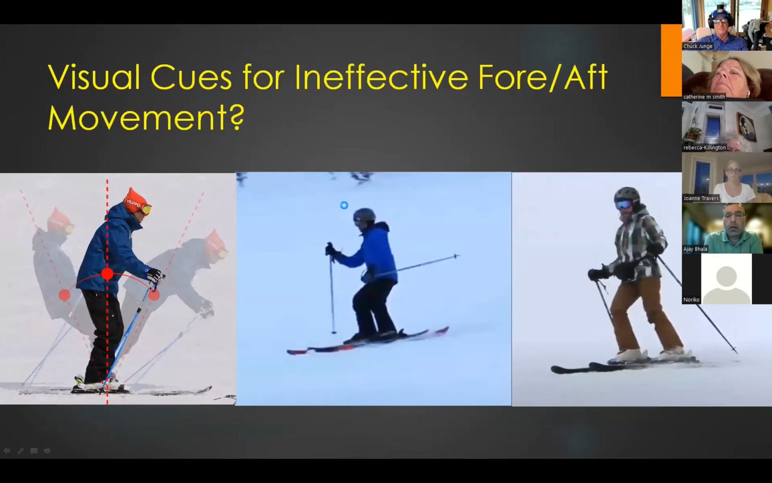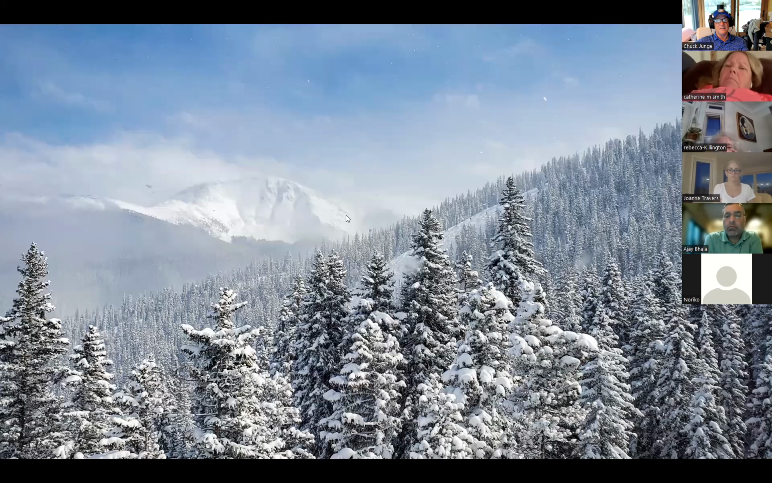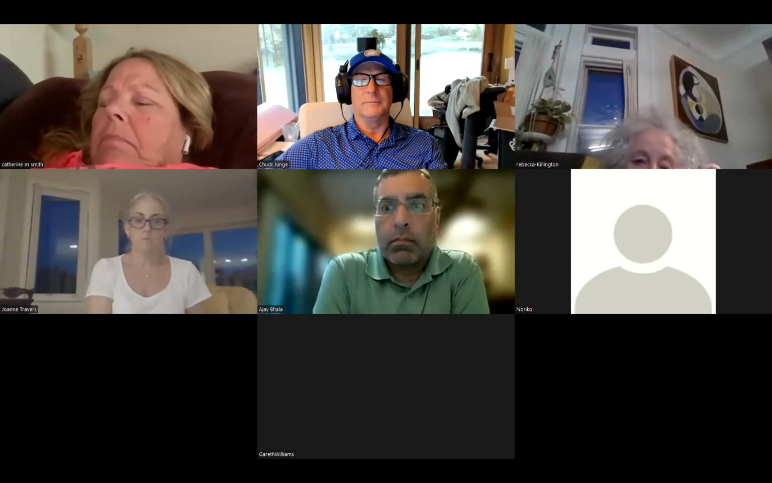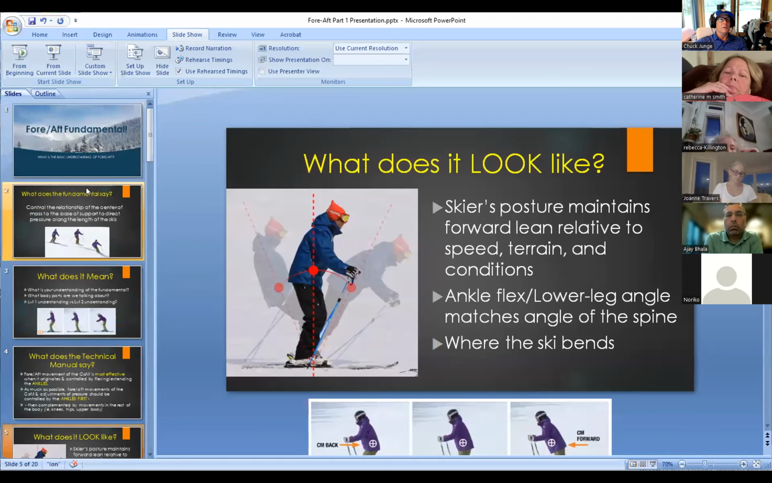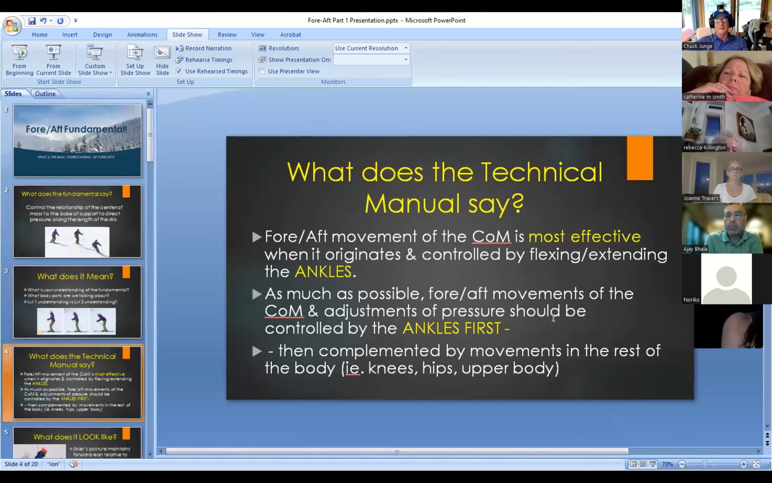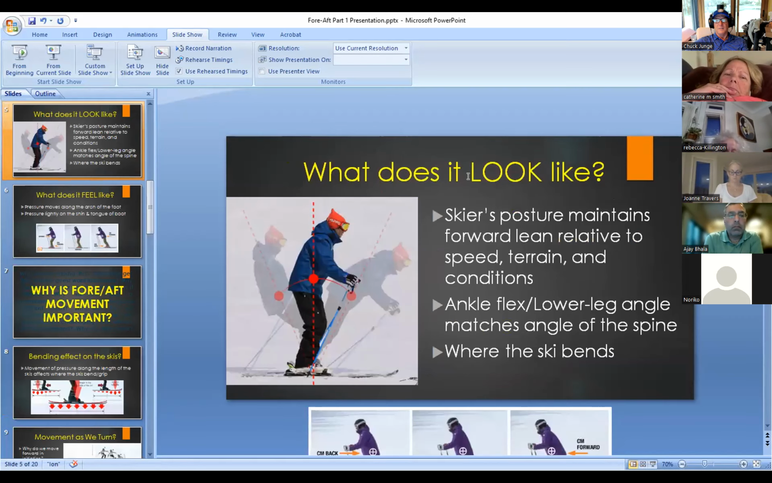And one of the things that the manual says, oops, got it. Lost my deal. Let's go back up here too. What does the technical manual say? As much as possible, fore-aft movements should move from here. What does it look like? Skier's posture maintains a forward lean relative to the speed, terrain, and conditions. Ankle flex and lower leg angle matches the angle of the spine.